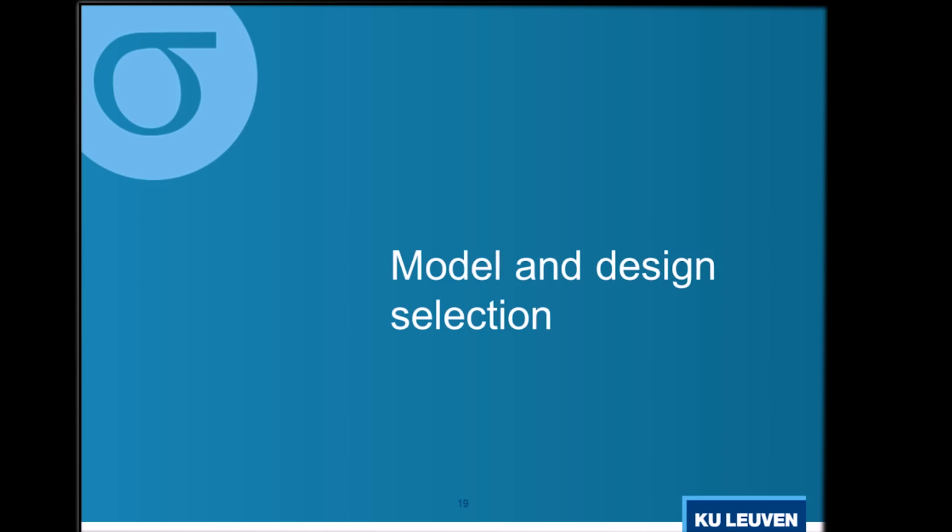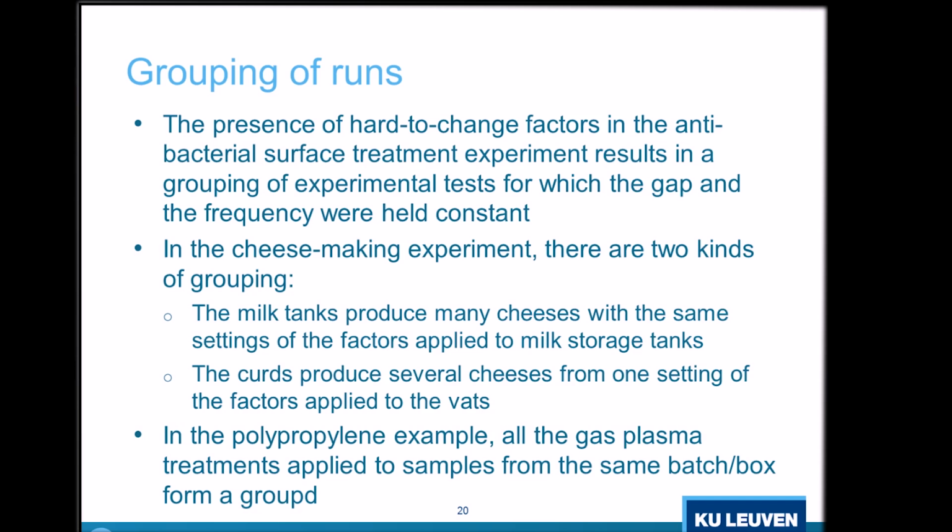Next part of the presentation is about the models that are typically used for data from split-plot and split-split-plot experiments in industry especially, and I will also discuss criteria for selecting experimental designs so that the models can be estimated properly. Now, in the models for data from split-plot experiments and split-split-plot experiments, we need to take into account the fact that the runs are grouped.